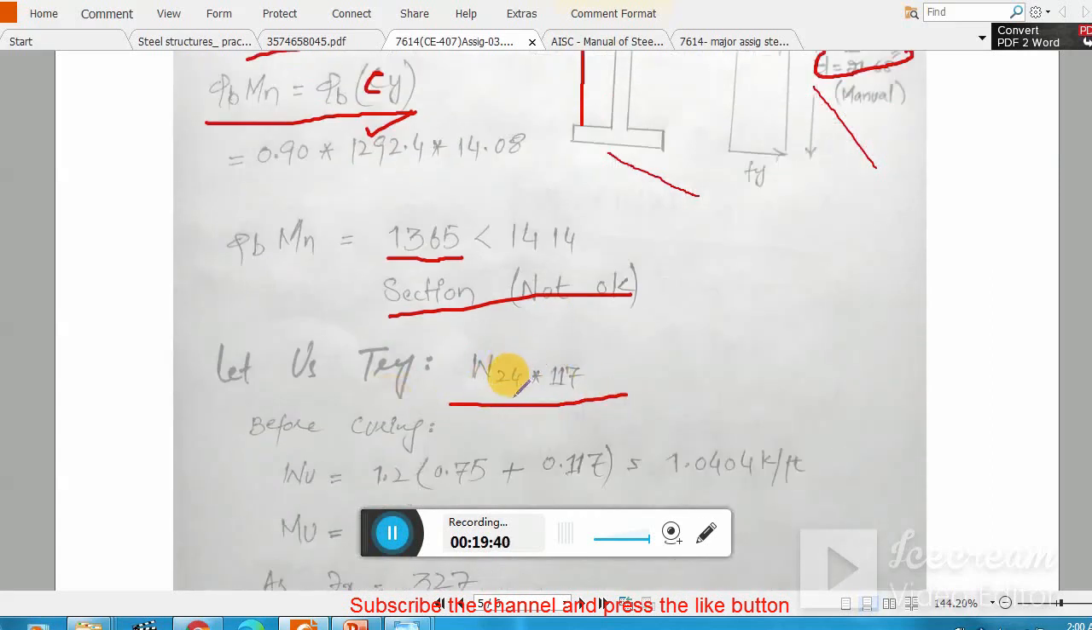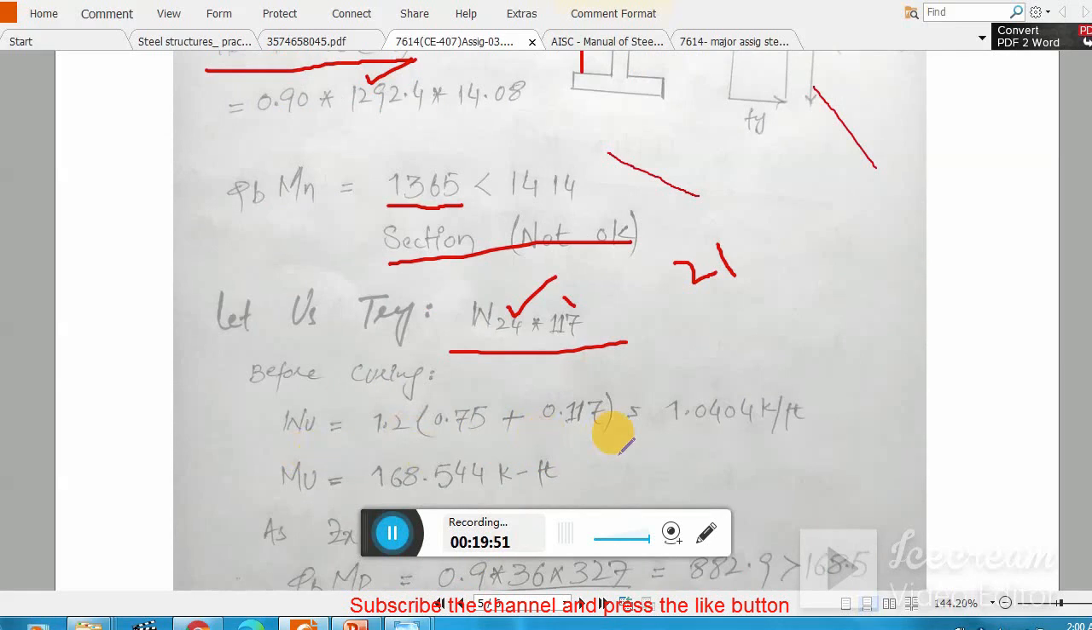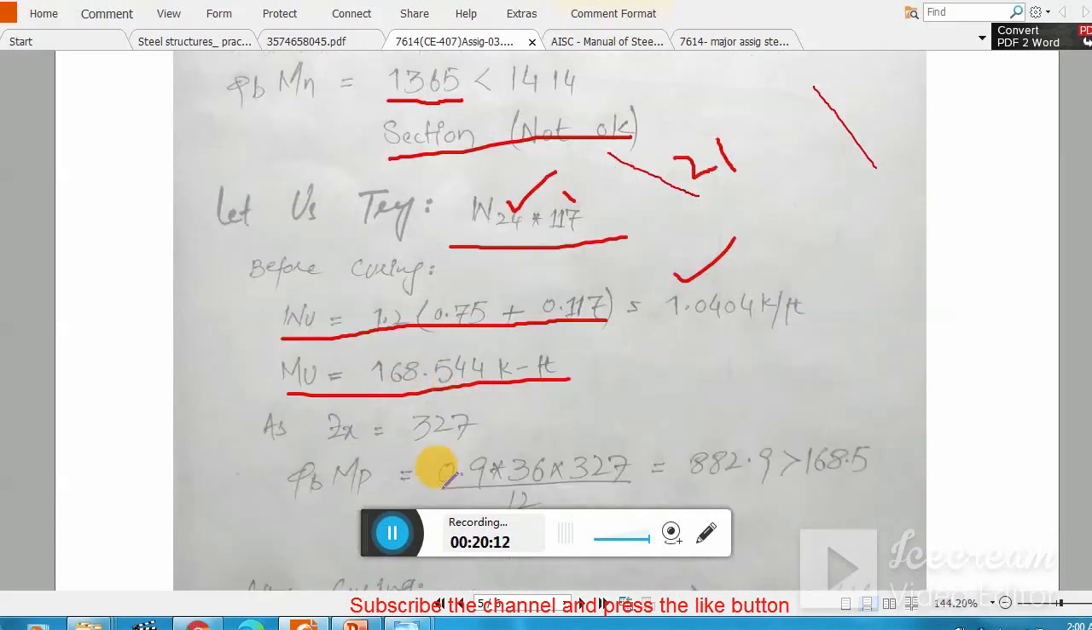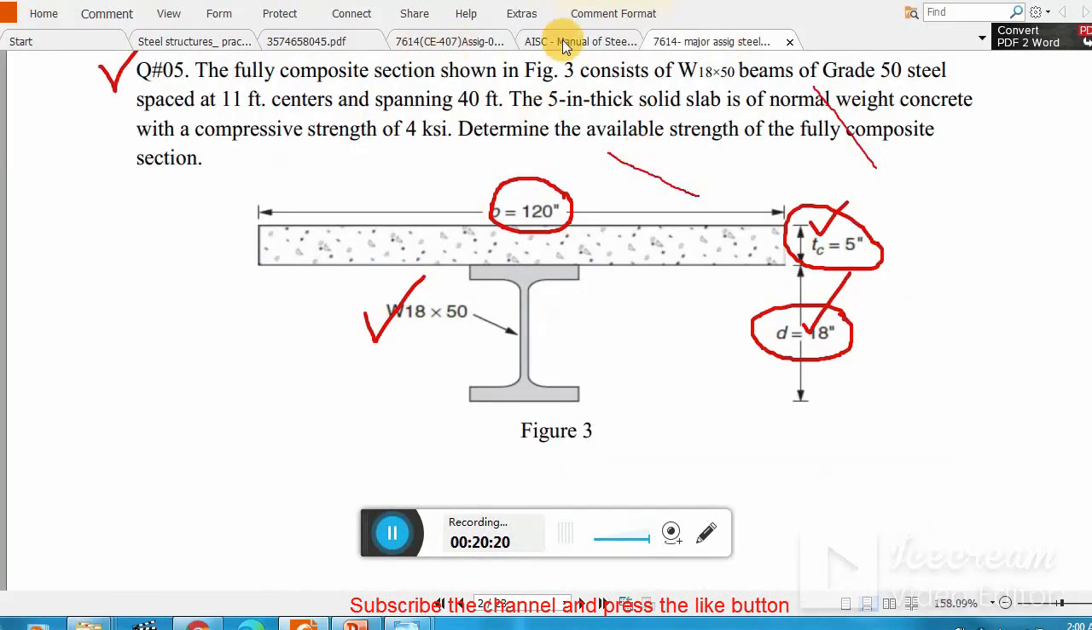We go for a higher depth section, that is W24 from W21, remember, and 117. The weight is reduced but the section depth increases. Because we have 117, our section weight is now reduced. So for the moment of 1,040 kip-feet you get 168, almost the same as 167. So what you need, you go to the table, find the section, this one W24×117, and you get your ZX value. Okay, the procedure is simple.